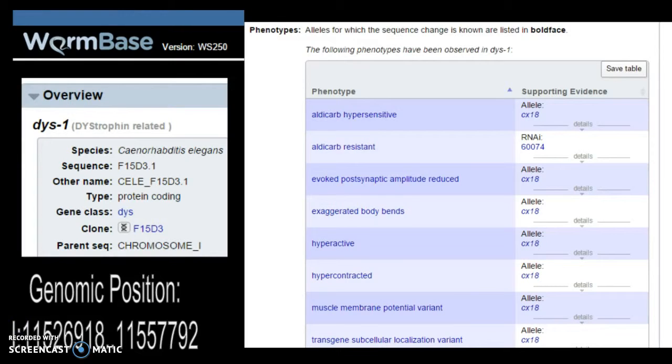The dys-1 gene is a protein coding gene on chromosome 1 in C. elegans. The allele is CX18. Additionally, the hlh-1 gene is a transcription factor gene. Our project focused on the phenotype of a dys-1 and hlh-1 double mutant. We hypothesized that the double mutants would have fewer bends per minute than the wild-type C. elegans. We also hypothesized that the double mutant would have abnormal actin filaments as compared to the wild-type C. elegans.